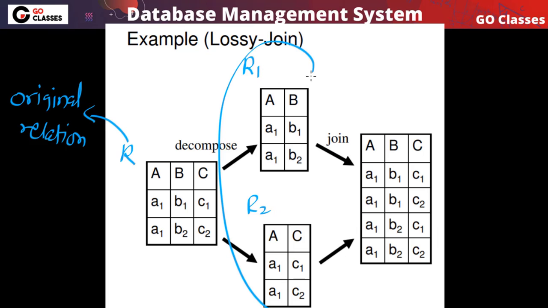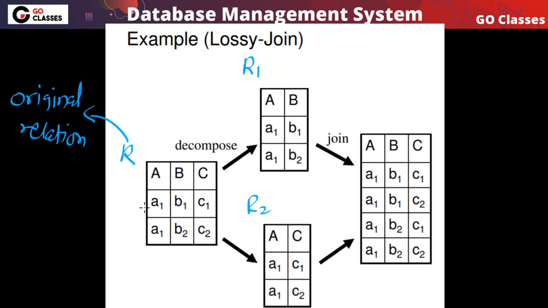Now when you join these sub relations, when you do the natural join, what will happen? In the natural join you can notice the common attribute is actually A. So this tuple will join with this tuple, and similarly this tuple will also join with this tuple. We can also see this tuple will join with this tuple, and this tuple will join with this tuple. So finally we will get four tuples.